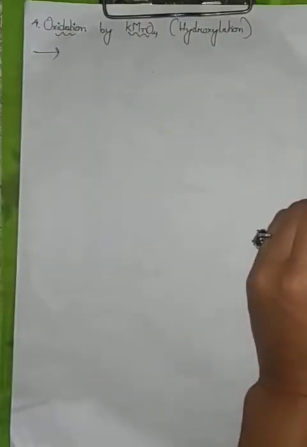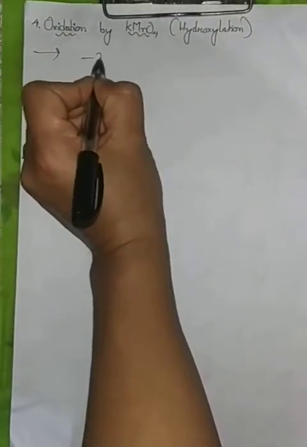Hello everyone, this is the video continuation for the chemical reactions of amines. Now in this video, I'll be discussing the oxidation of alkenes by KMnO4. This reaction is also known as hydroxylation reaction. Now what does hydroxylation reaction mean? The addition of an OH group to the carbon across the carbon to carbon double bond is known as hydroxylation reaction.